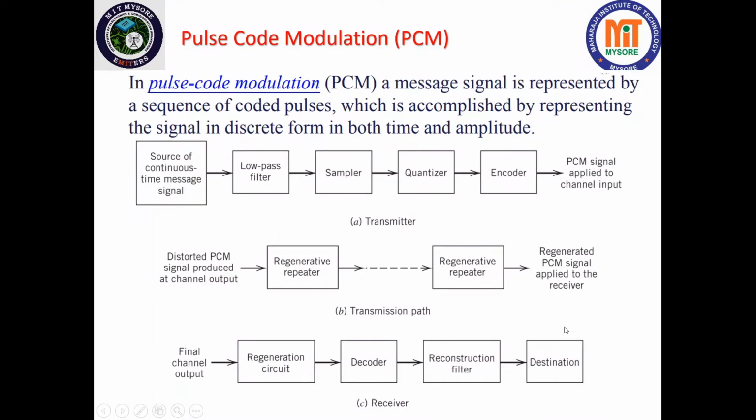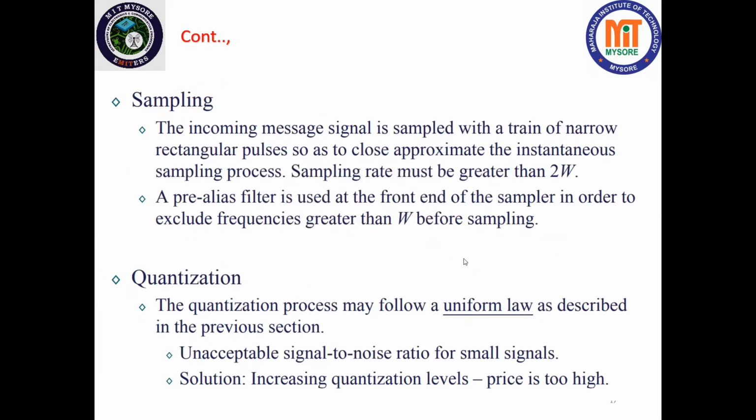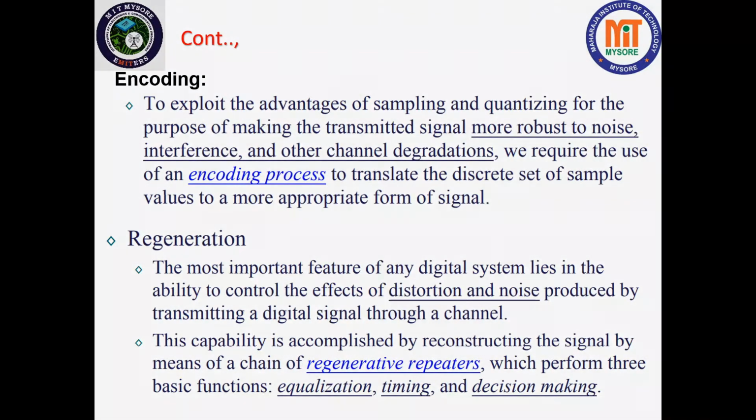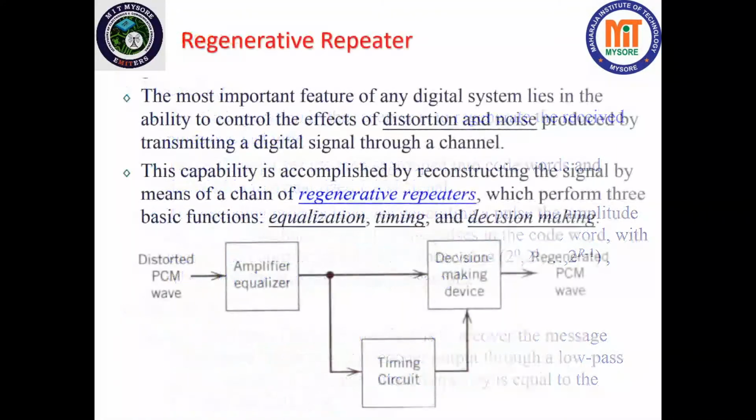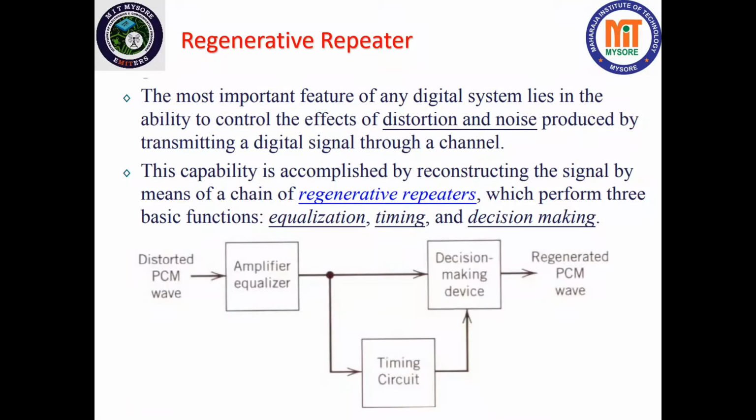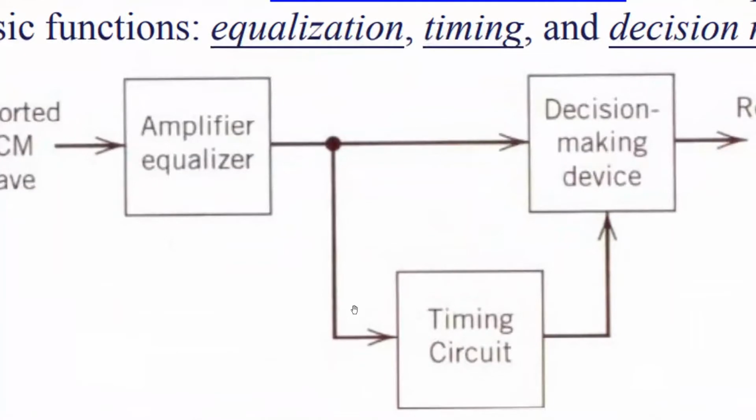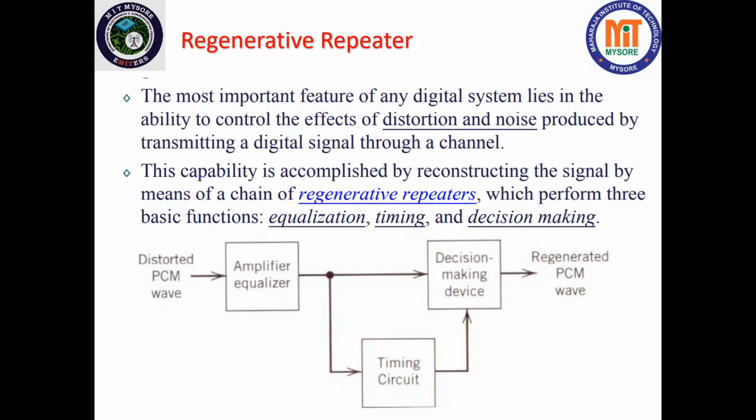As you can see from the block diagram of pulse code modulation, we are going to use regenerative repeaters along the transmission path so as to reconstruct the pulse code modulated signal, which is distorted. So moving further, this is the block diagram of the regenerative repeater. It has three components: amplifier plus equalizer, timing circuit, and decision making device. The relevance of these we'll study in this lecture.